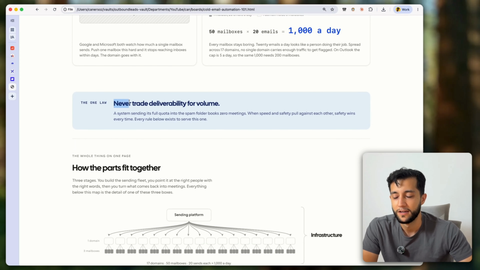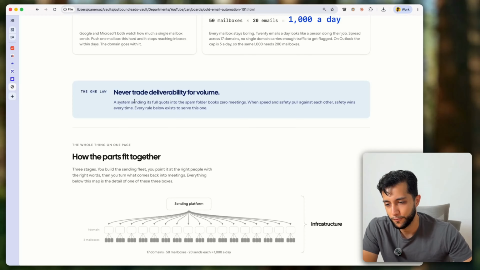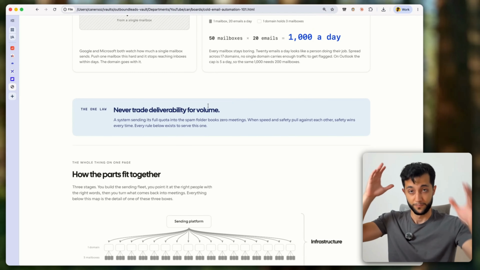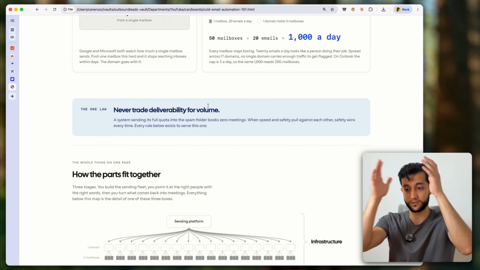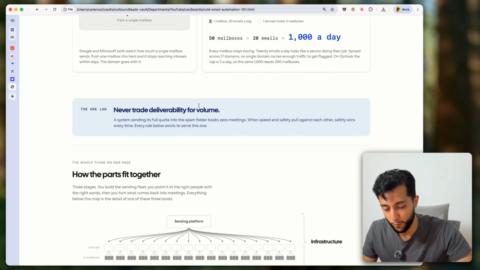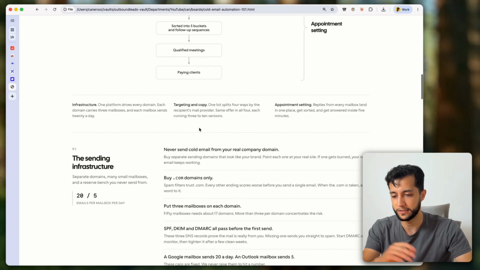my one law, never cheap out on infrastructure. What does this actually say? Never trade deliverability for volume. A system sending its full quota into the spam folder books 0 meetings. Yes. Never cheap out on infrastructure, because if we don't have deliverability, volume won't matter. That's why I have this thought. But anyway, let's keep moving on.